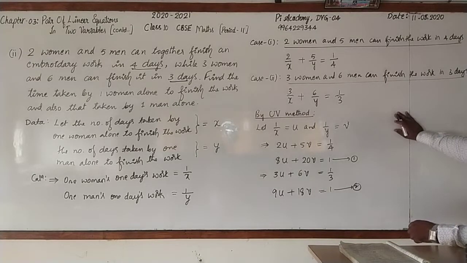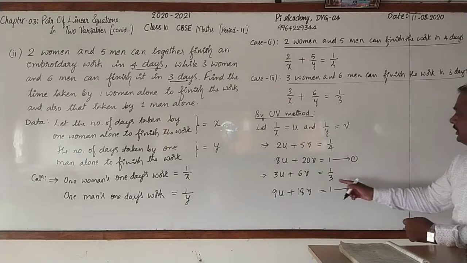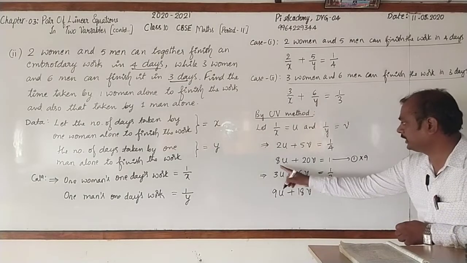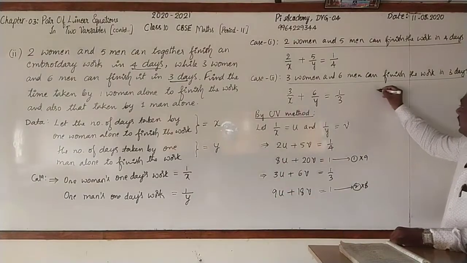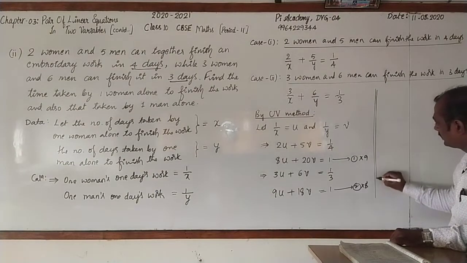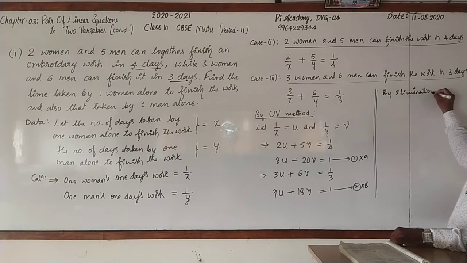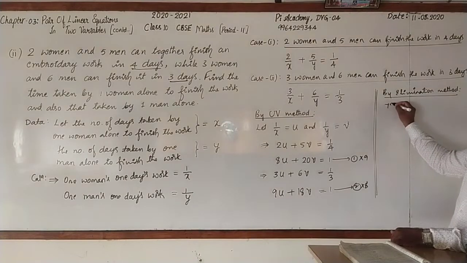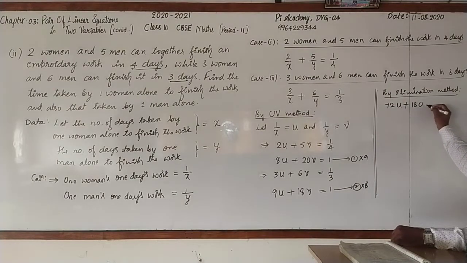Now you are going to solve equation 1 and 2. By which method? Yes, obviously elimination method. So let us multiply equation 1 by 9, equation 2 by 8, because we have to eliminate U first. Here I'll write, by elimination method. Right, start multiplying. 9 8s are 72U. 20 9s are 180V.